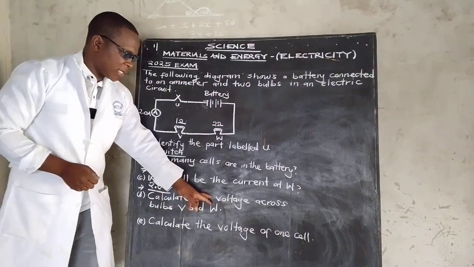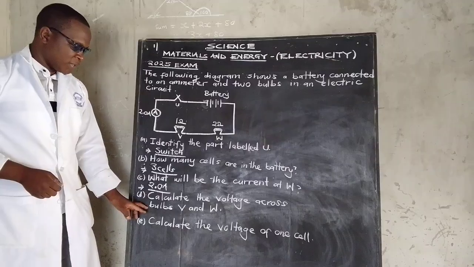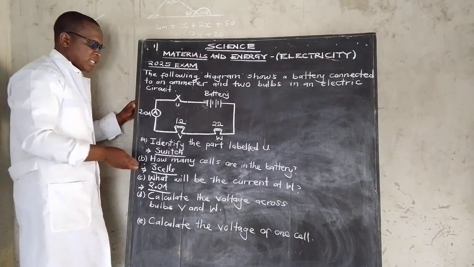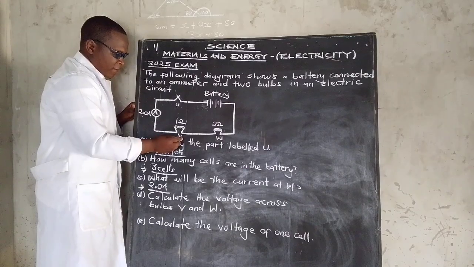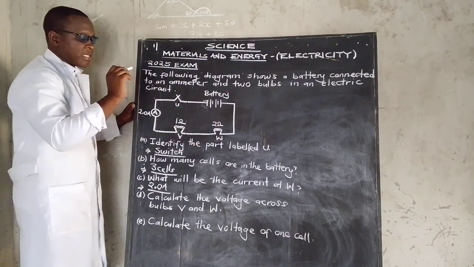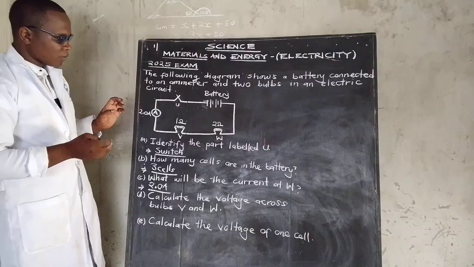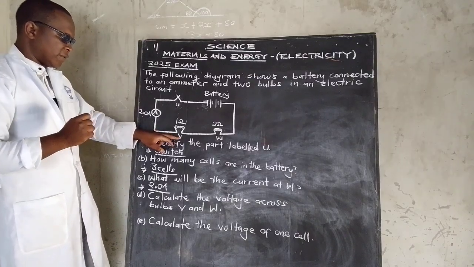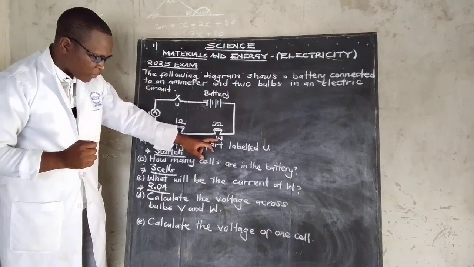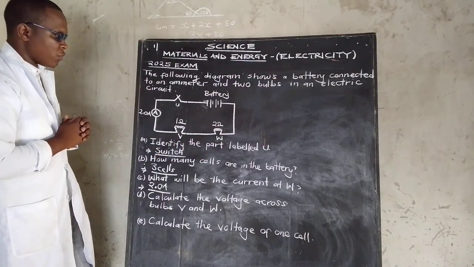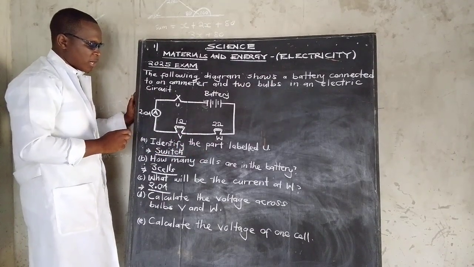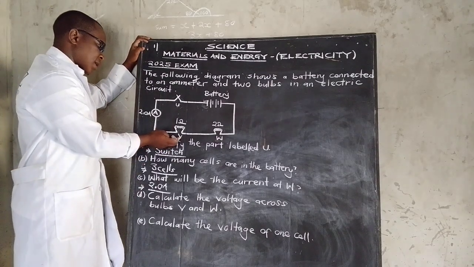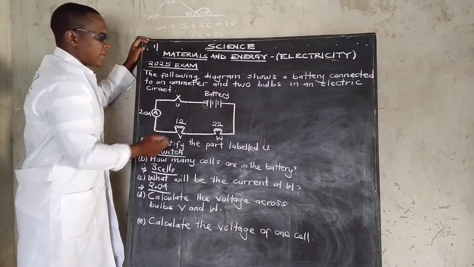Calculate the voltage across bulbs V and W. So they want us to find now the voltage at V as well as W. Remember what I said? The voltage is different in series, but the current is the same. So the voltage at V and the voltage at W, they are not the same. So we're going to find the individual voltages at point V as well as W.